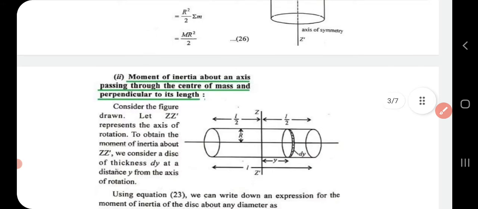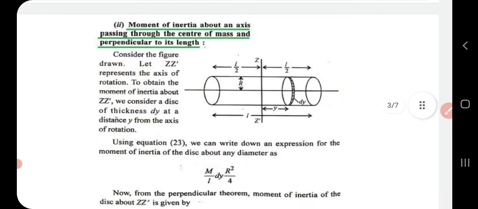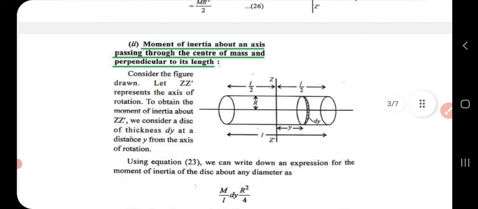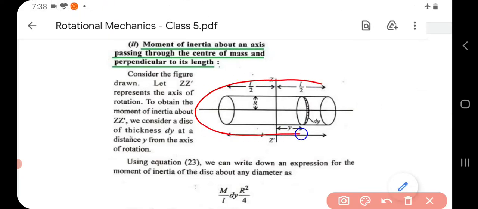Now let us find the moment of inertia about an axis passing through the center of mass and perpendicular to the length. Consider the figure. Let z dash be the axis of rotation. To obtain the moment of inertia about z dash, consider a disk of thickness dy at a distance y from the axis of rotation. This is a solid cylinder made up of a number of thin circular discs. One such disc is shown here. Its thickness is dy and it is at a distance y from the axis of rotation z dash.